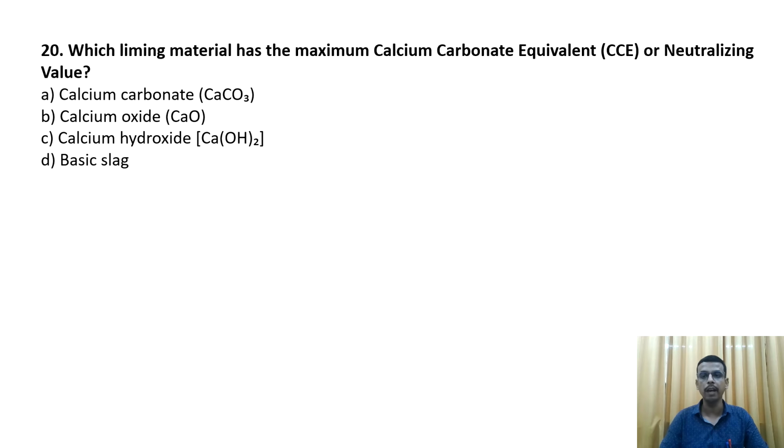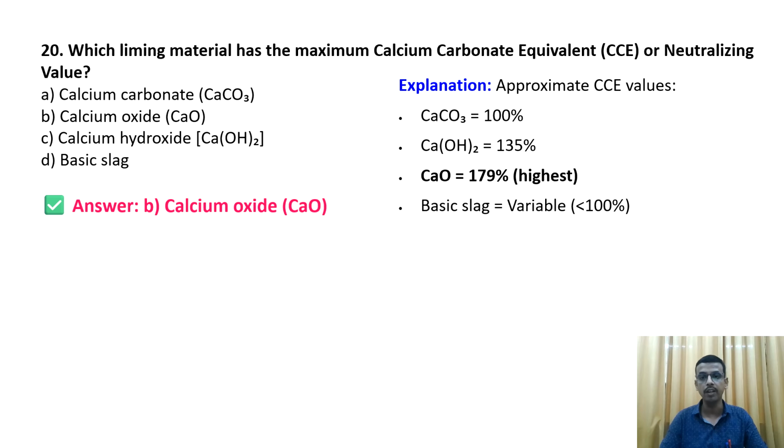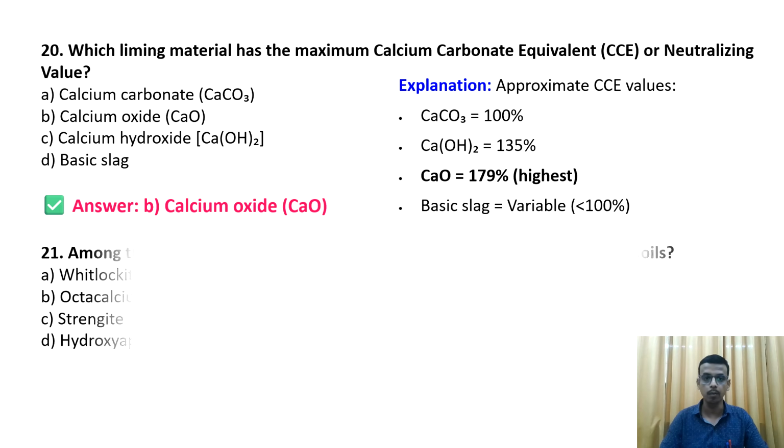Then which lime material has maximum CCE? This is again important. You see, calcium carbonate has 100 calcium carbonate equivalent, or neutralizing value. Here the maximum is CaO, calcium oxide. I have given the table. You see, calcium carbonate has 100% CCE. CCE means calcium carbonate equivalent: to neutralize the acidity, how much calcium carbonate is required, or liming material is required. 100% means 100 kg calcium carbonate is required. Ca(OH)2 value is 135, CaO is 179. Please remember this table: basic slag is less than 100. So the highest is calcium oxide.